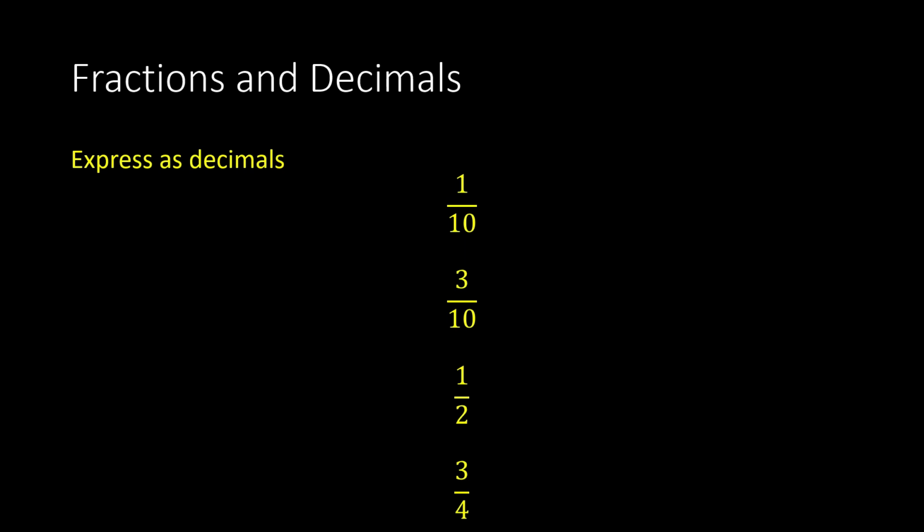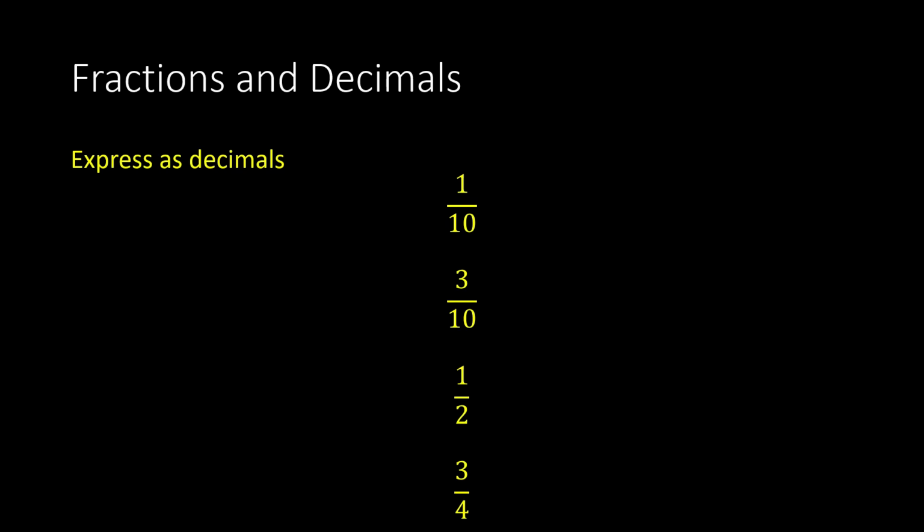Fractions and decimals are not different quantities. They are simply different ways of writing the same quantity. For example, 1/2 is the same as 0.5. Can you express the fractions on your screen as decimals? Have a go. Press play when you're ready to view the solutions.